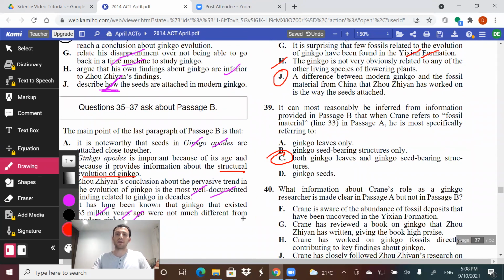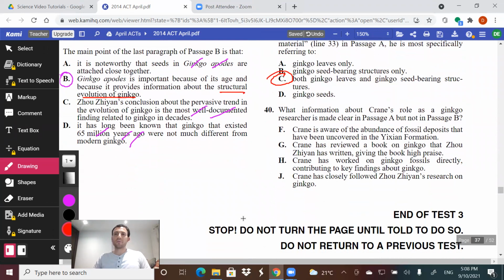So C on 39. What information about Crane's role as a ginkgo researcher is made clear in passage A, but not in passage B? Crane is aware of the abundance of fossil deposits that have been uncovered in Yexin Formation. No, he's aware in both passages. He references the research of his Chinese colleague in both. Crane has reviewed a book on ginkgo that Zhao Jian has written, giving the book high praise. Never mentions a book that Zhao Jian has written. So that's just outside of the scope of the passage.